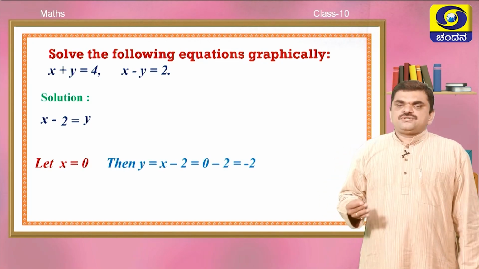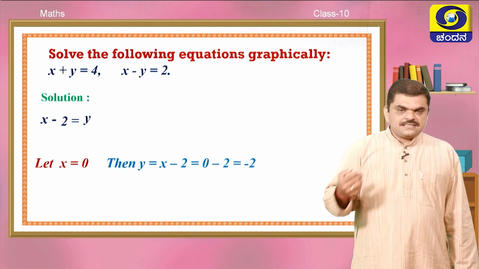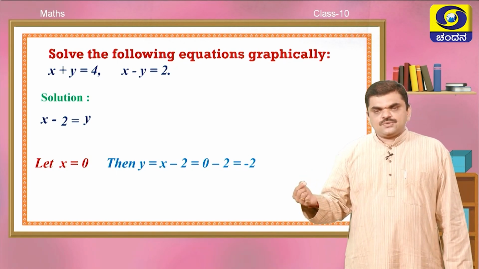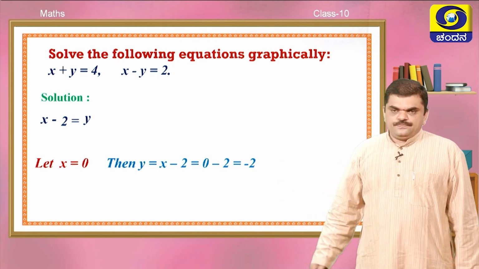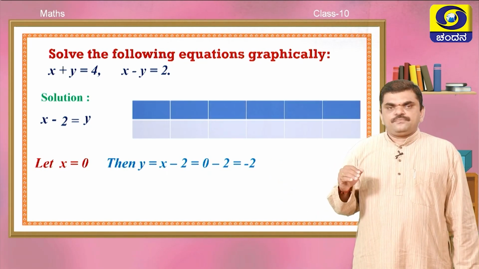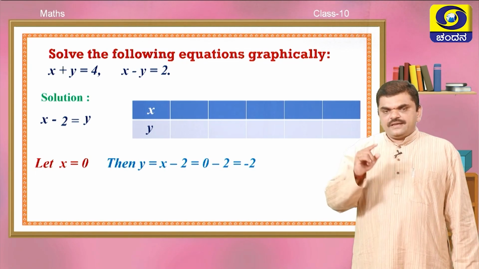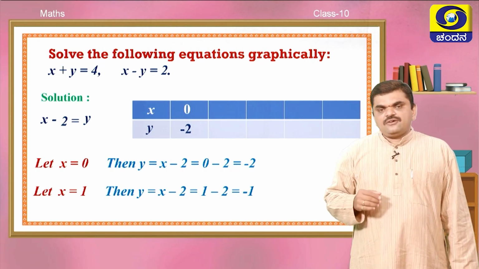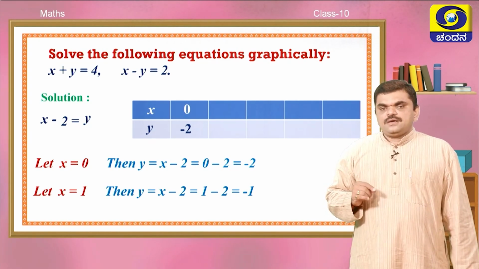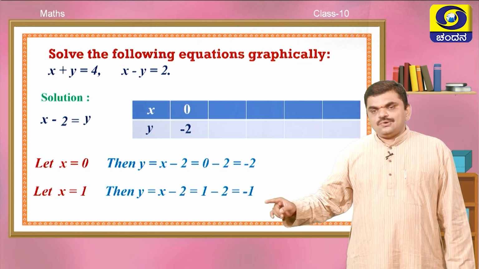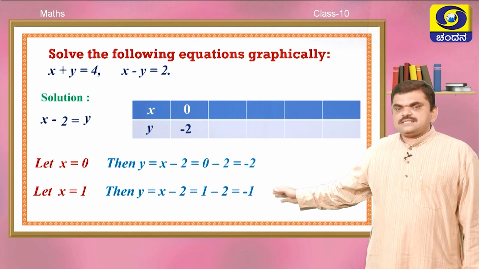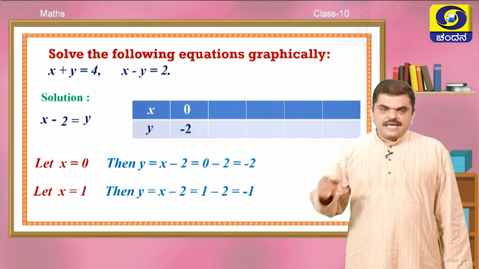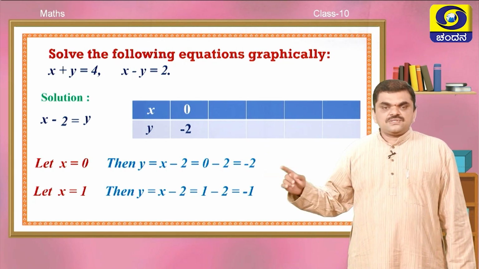Again, the same procedure. Give the value for x as 0, y = x - 2, that is 0 - 2, that is equal to -2. Put it in the table. x, y: when x becomes 0, y becomes -2. Now, let us give the value of x as 1. Children, observe here, y = x - 2, that is 1 - 2, that is equal to -1. When x becomes 1, y becomes -1.